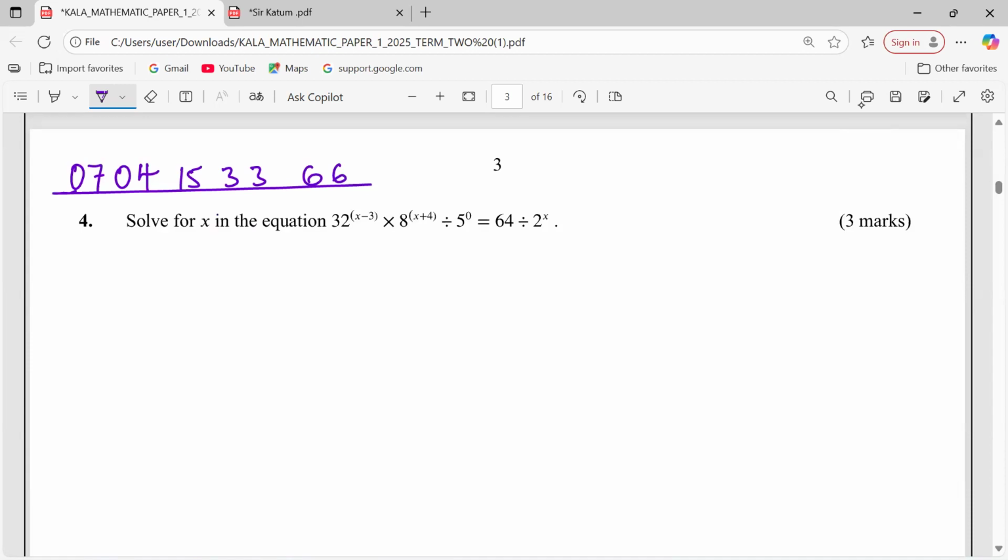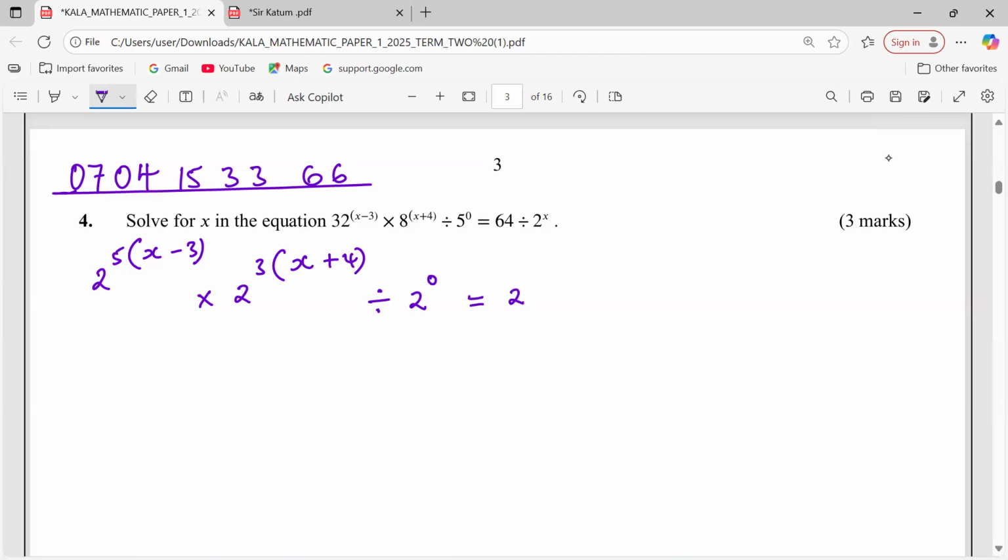So when we choose base 2, then we will have 2 power 5x minus 2, multiplied by 2 power 3x plus 4, divided by, you will allow me to introduce 2 power 0 here, then I tell you how.